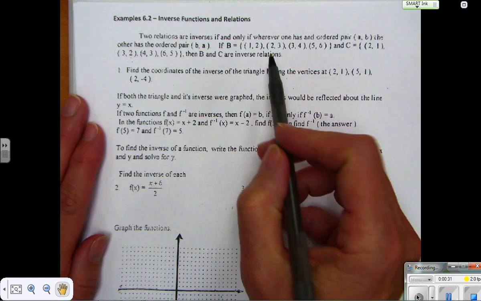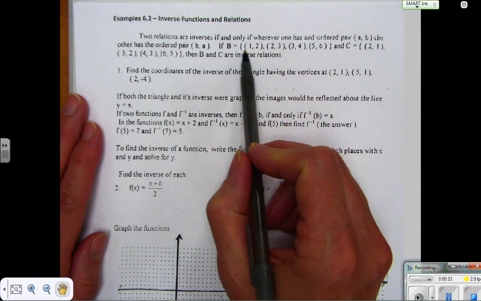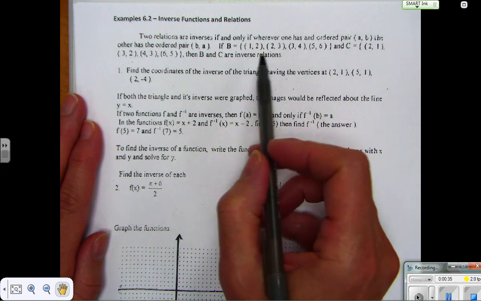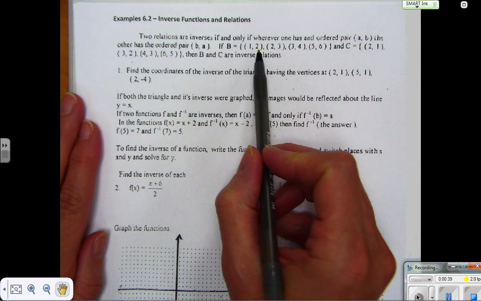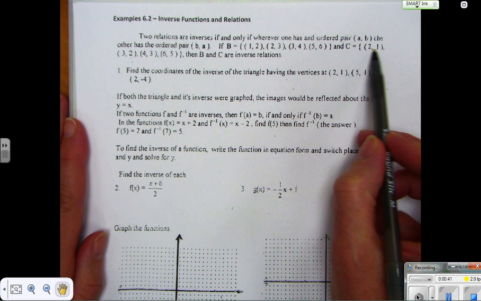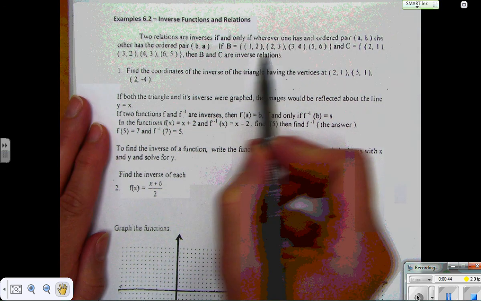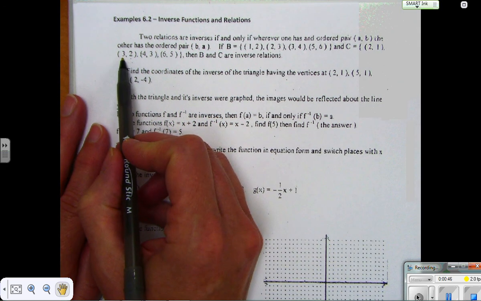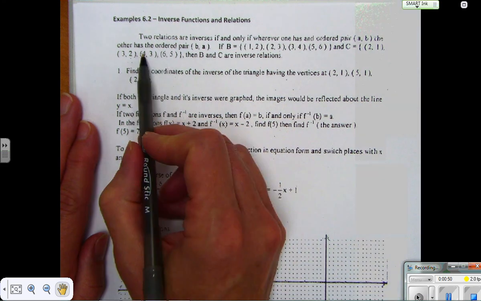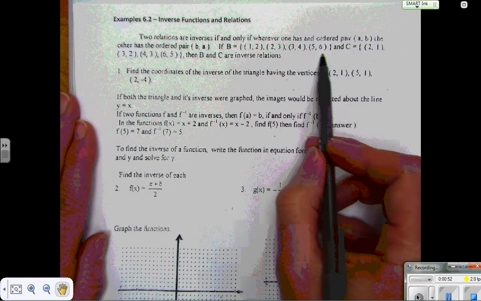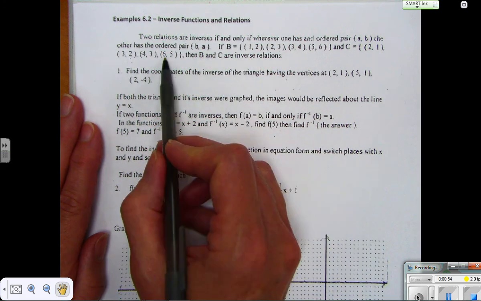If you notice, all that happened from B to C was that the ordered pair got flipped around. So instead of (1, 2), the inverse is (2, 1). Instead of (2, 3), the inverse has a coordinate (3, 2). Instead of (3, 4), the inverse coordinate is (4, 3). So that's how all of them are. (5, 6), the inverse is (6, 5).